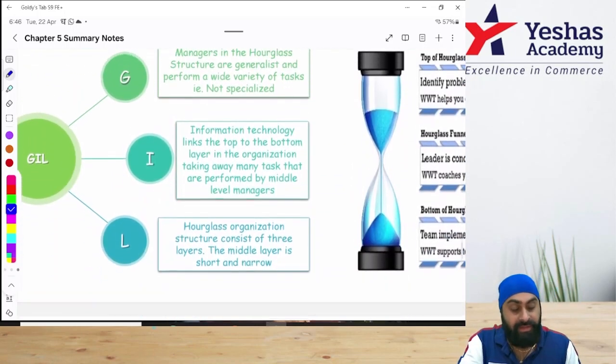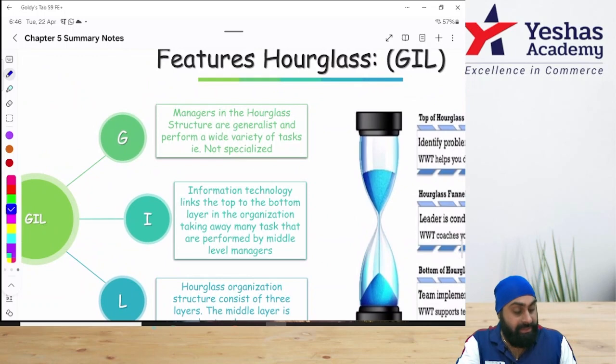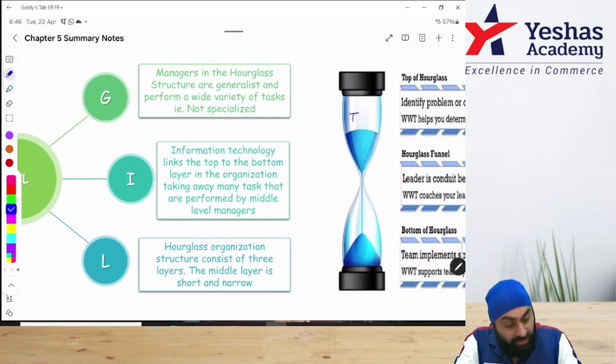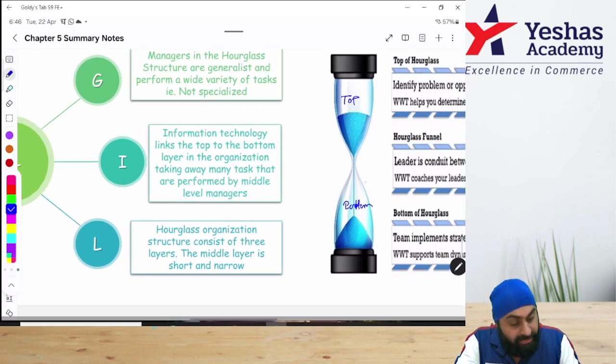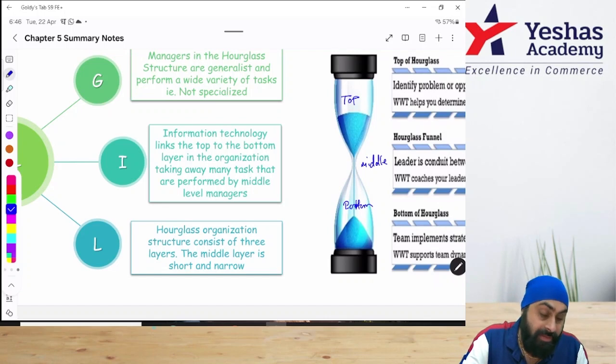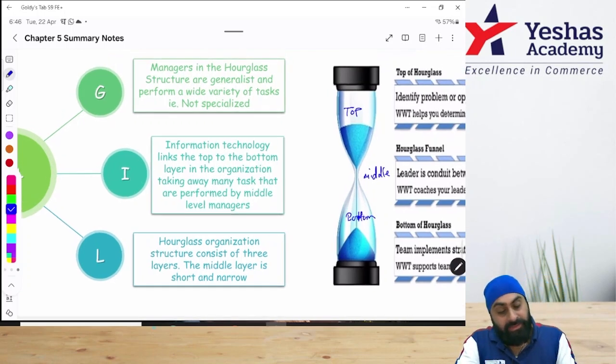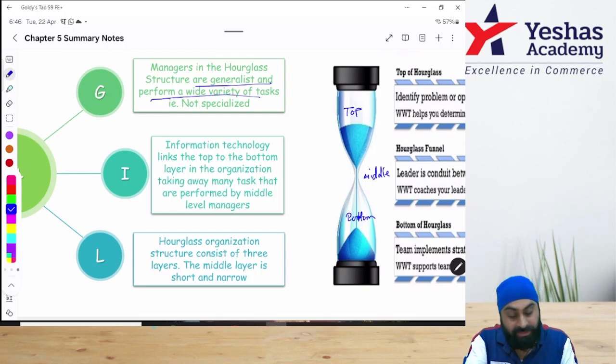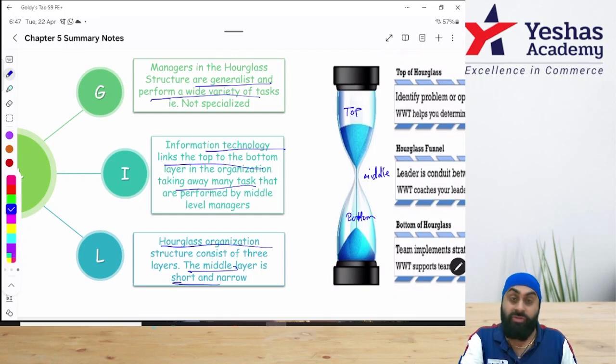Second, the feature of the hourglass structure. Now, in an hourglass, here are the top people, here is the bottom level, and here is the middle level. You see, the middle level is squeezed. There are not so many people on the middle level. So managers in an hourglass structure are generalists, perform a wide variety of tasks, and are not specialized. Information technology links the top and the bottom layer of the organization, taking away many tasks performed at the middle level. The hourglass organization structure consists of three levels. The middle level is the shortest and the narrowest one.